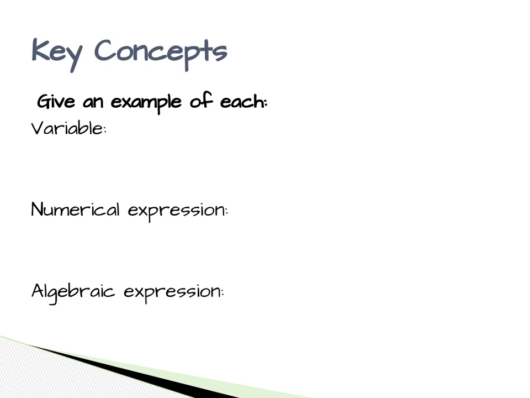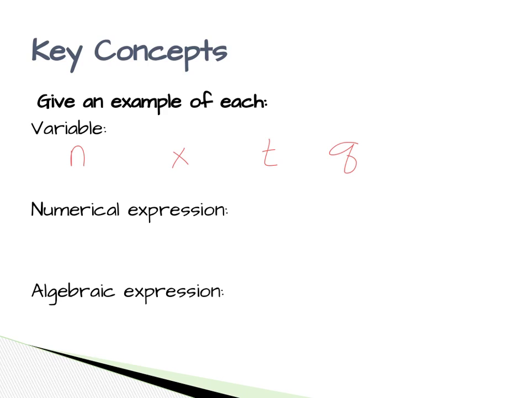Alright, give an example of each. A variable is a symbol that represents one or more numbers. So the symbol is normally a letter. So let's say that a variable could be an N or an X or a T or a Q, any letter you want it to be. It could be any kind of symbol, though. You got to keep that in mind.